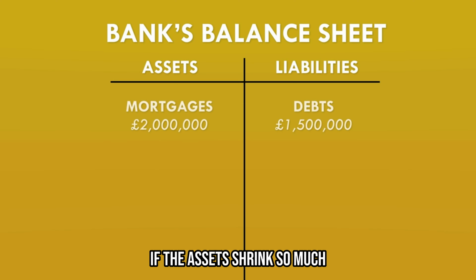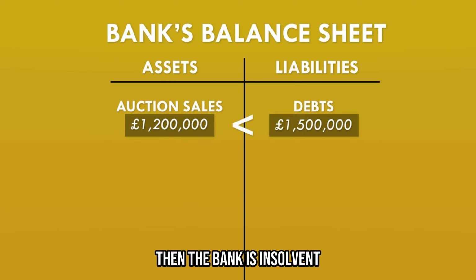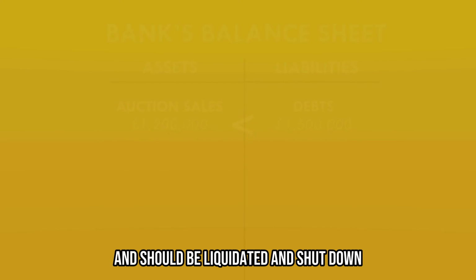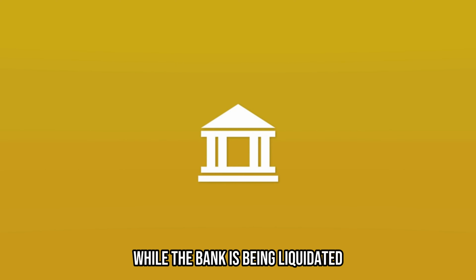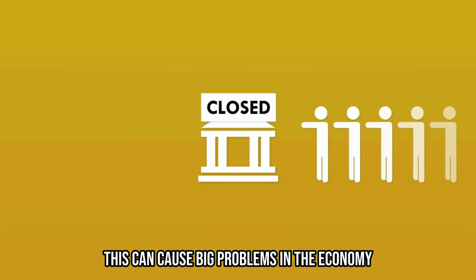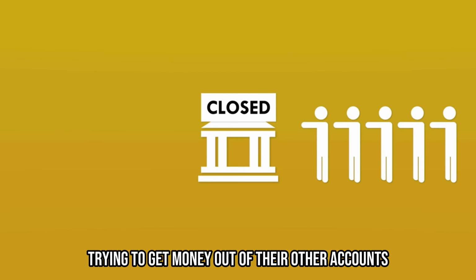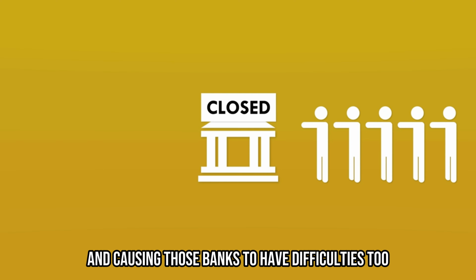If the assets shrink so much that the bank's assets are less than their liabilities, then the bank is insolvent and should be liquidated and shut down. The problem is that while the bank is being liquidated, most customers will be unable to access their money. This can cause big problems in the economy and could even trigger a panic that leads to people trying to get money out of their other accounts, causing those banks to have difficulties too.